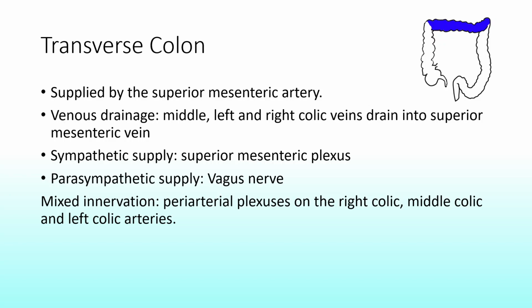For the transverse colon, it runs from the right colic flexure to the left colic flexure. It's supplied by the superior mesenteric artery. The right colic and left colic arteries also supply the transverse colon through anastomoses, which are connections between the blood vessels. When we're examining venous drainage, this is actually going to be the middle, left, and right colic veins, which will drain into the superior mesenteric vein. Sympathetic supply is the inferior mesenteric plexus, and for mixed innervation, it's going to be the periarterial plexuses around the blood vessels that supply the transverse colon. This includes the periarterial plexuses on the right colic, the middle colic, and left colic arteries.